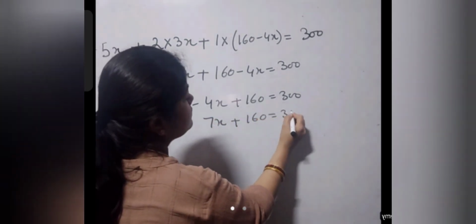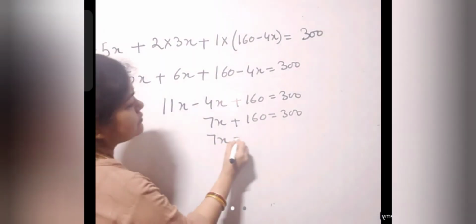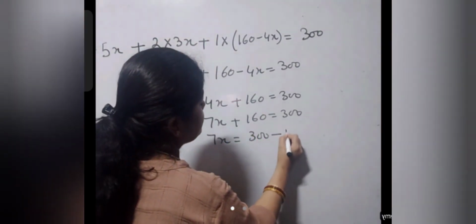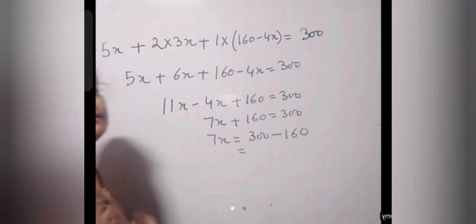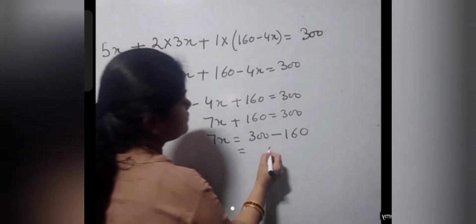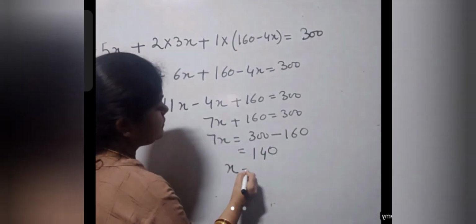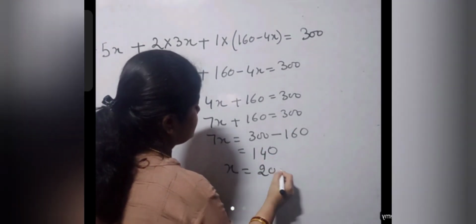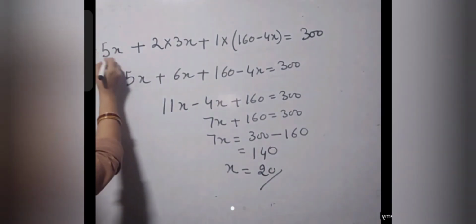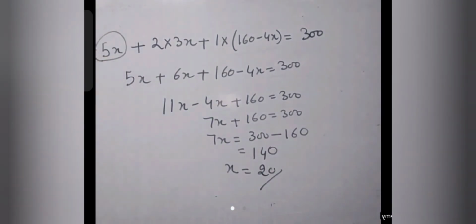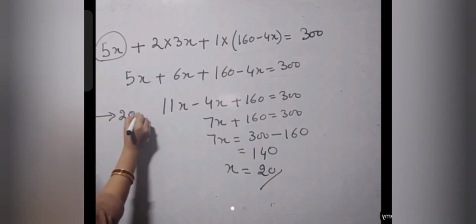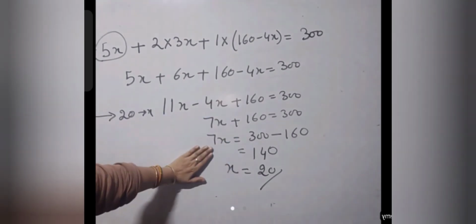Then 7x is equal to 300 minus 160, which is 140. Then divide by 7, so x is 20. So how many coins of 5? Listen to one thing. Wait a minute. How many coins are asked? 20 coins of 5, because we assumed x. Have you noted it?